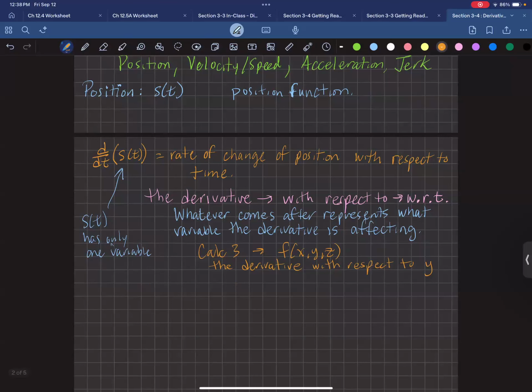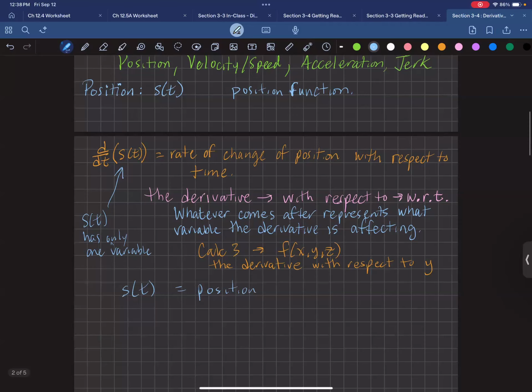So the time derivative of the position function, S of t equals position, gives us S prime of t. And this is the velocity function. We usually call it v of t.